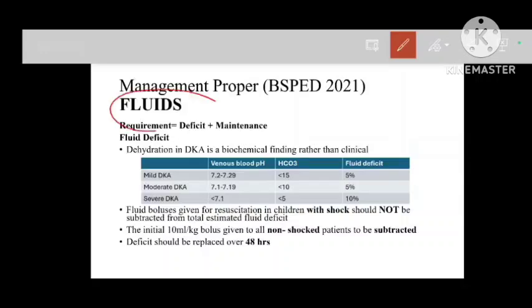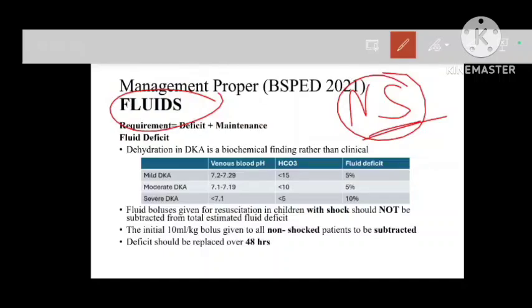What fluid do we have to give? We can give mainly NS, normal saline. So, how will we calculate the requirement? It is deficit plus maintenance. How will we calculate the fluid deficit?